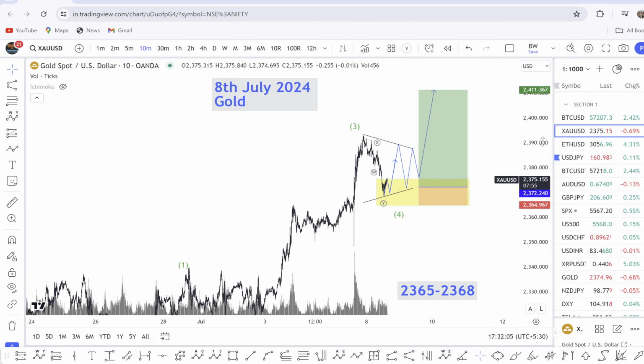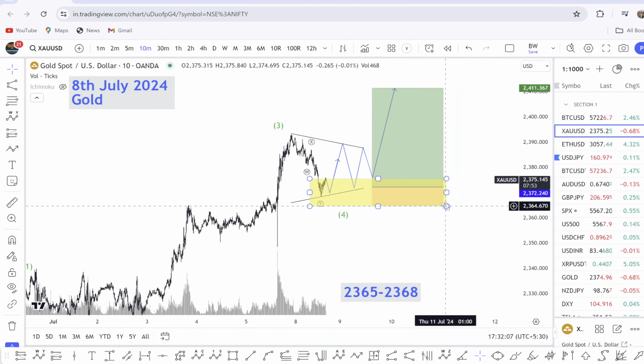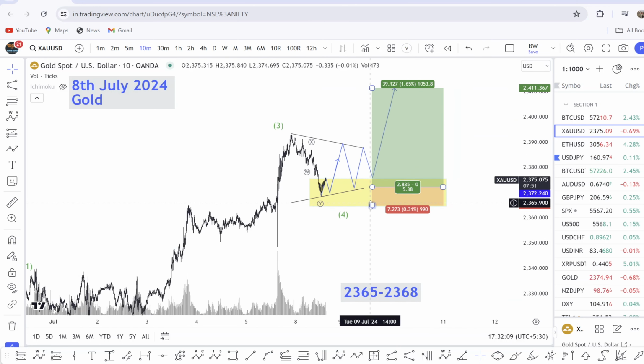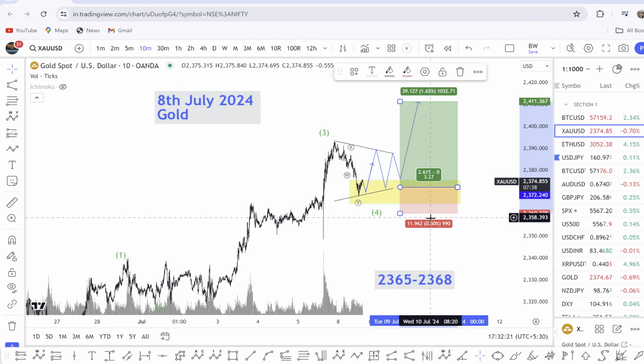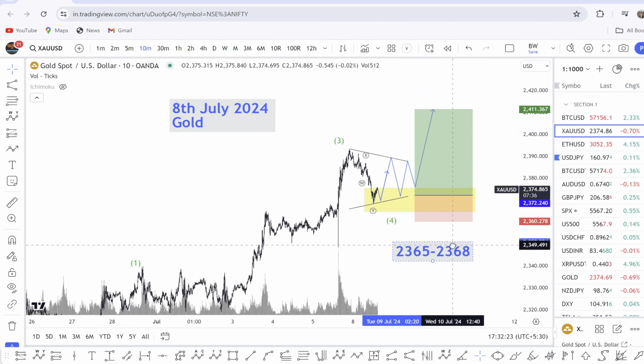This is the trade. If price comes near 2365, then our SL will be 2360. In put the SL safer side 2360. Target is 2410. So this is the live market.